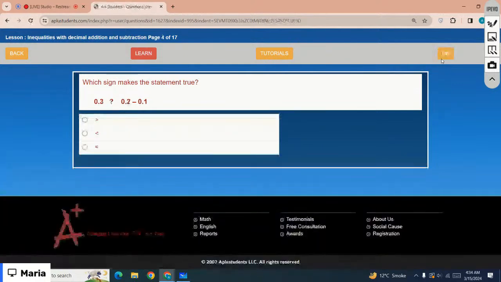Which sign makes the statement true? 0.3, you have to compare it to 0.2 take away 0.1. So which is the correct option? 0.3 is greater. The correct option is greater.